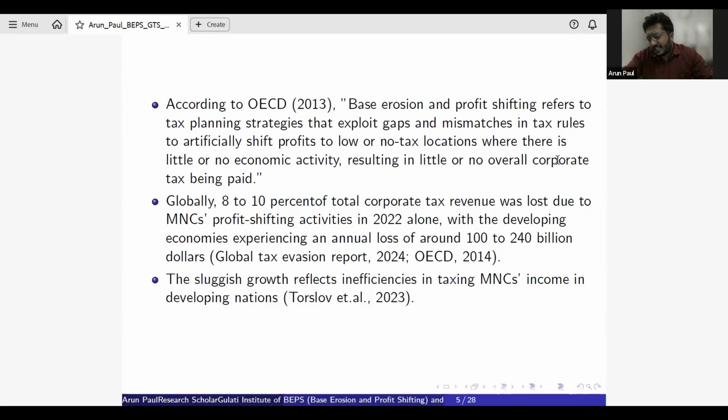Seven to eight years back, we all saw the Panama Papers leak and the Pandora Papers leak. We saw that millions of dollars of profit were being shifted to tax havens by some wealthy individuals and by tech giants like Google. Coming to global statistics, 8 to 10% of total corporate tax revenue was lost due to profit shifting activities in 2022 alone. I'm quoting this from the Global Tax Evasion report by the Global Tax Observatory. Developing economies experience an annual loss of around 100 to 240 billion dollars. So there is sluggish growth, which reflects inefficiency in taxing multinational income in developing nations.